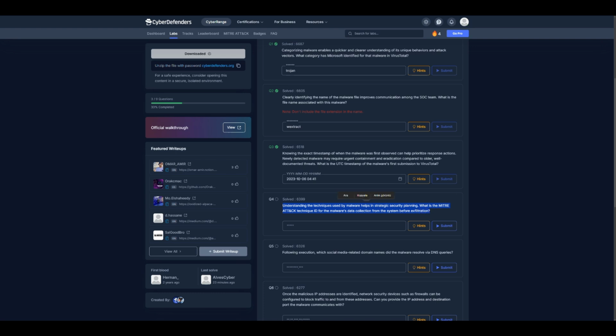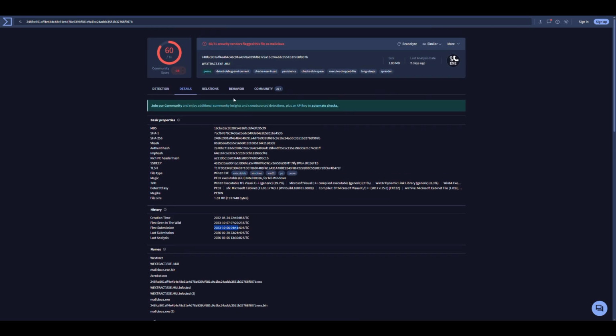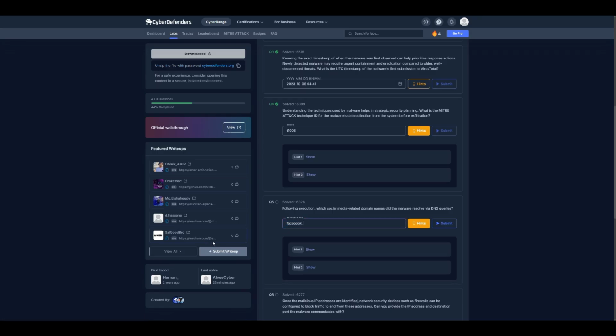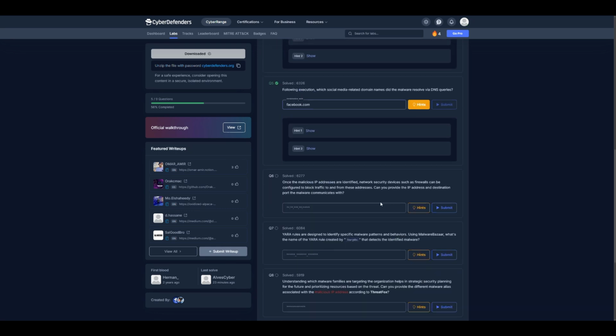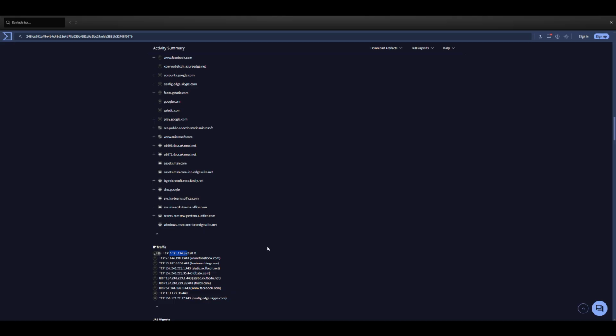Persistence mechanism. Next, checking how it stays alive. I'm looking for any registry keys or scheduled tasks used for persistence. Execution check. Confirming the execution flow. Here the process is now fully active in the system memory.